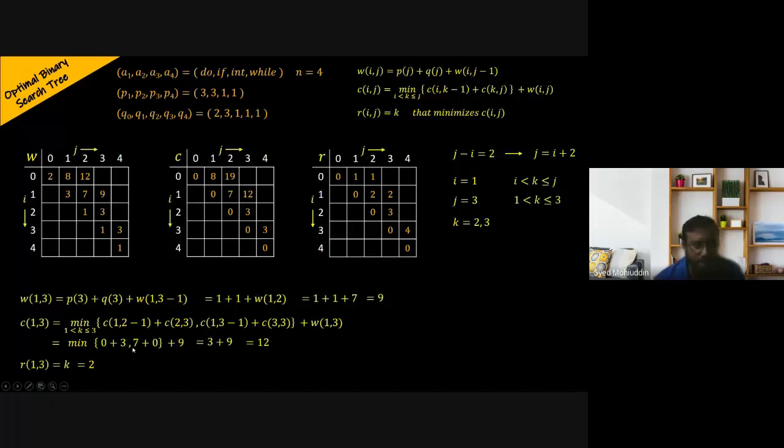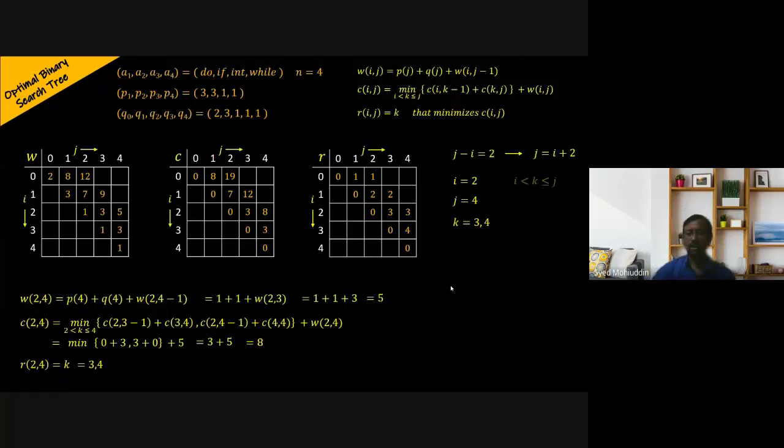Then which value gave us 12? Which K value? K is 2 comma 3. So this first part is for 2 and the second part is for 3. So K value 2 gave us the minimum cost. So R of 1 comma 3, we will fill it as 2. That is, A of 2 will be the root node between K2 and K3. That is, if we select two nodes, if and int, if is going to be the root node of this tree.